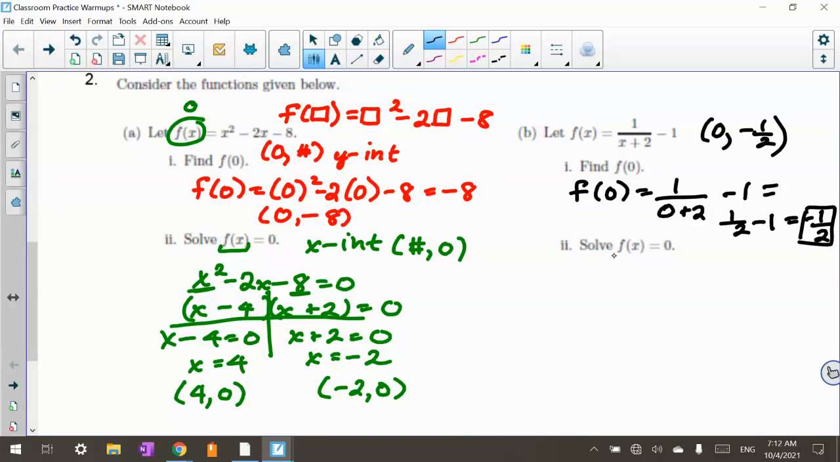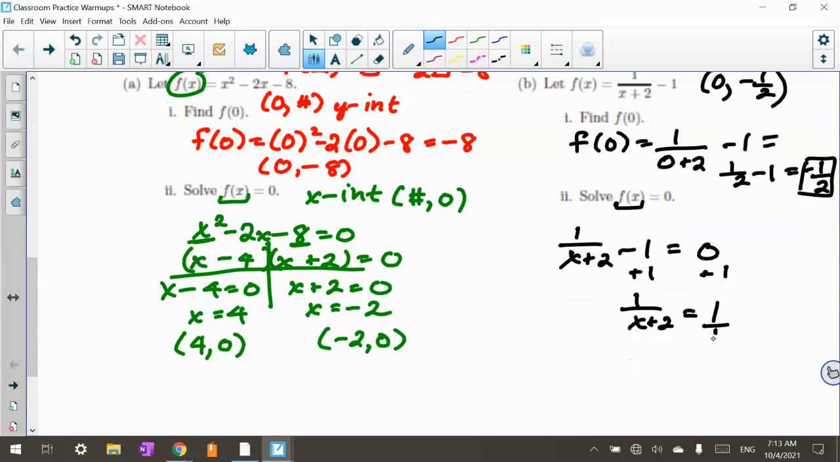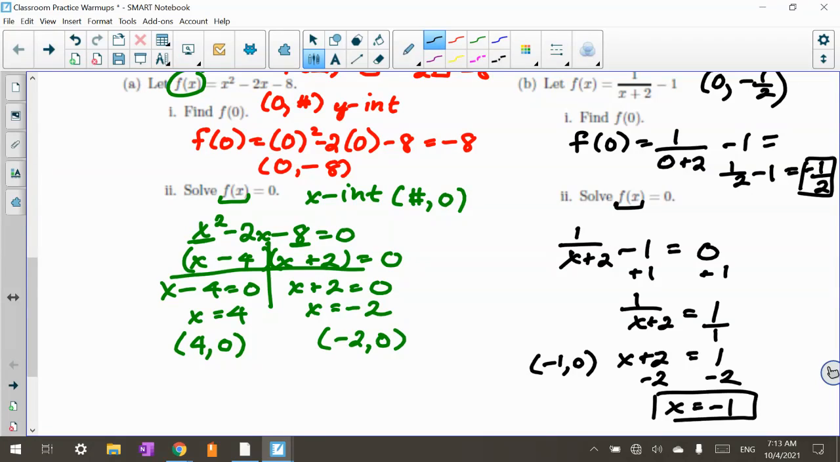Okay, here I'm saying f of x equals 0, so I'm taking this whole function here and putting the 0 in this spot. So I have 1 over x plus 2 minus 1 equals 0. I'm solving for this, so I'm going to add 1 to both sides. So I have 1 over x plus 2 equals 1. And then if I have a fraction equal to that, the easiest way is to cross multiply. So I'm multiplying x plus 2 times 1 equals 1. I'm going to subtract 2 on both sides, so x equals negative 1. So that's our x-intercept, the point (negative 1, 0). Now, again, you guys can graph these and check them when you're done, but I want to make sure that you know how to do the algebra.